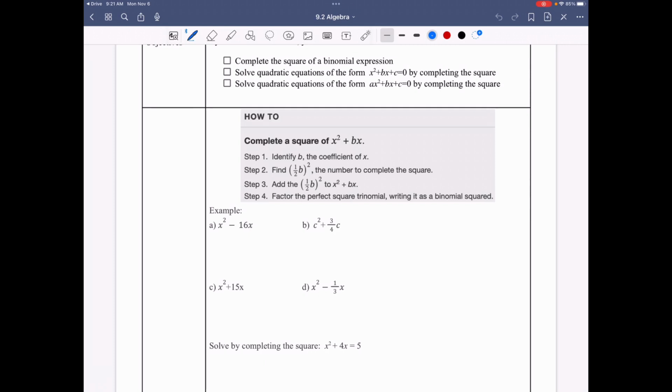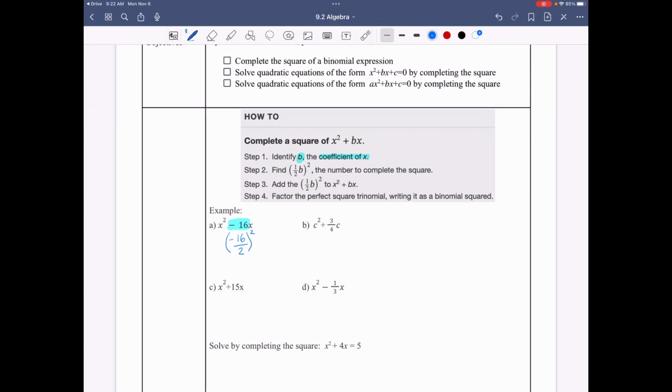First, we identify the coefficient of x. So in this first example A, the coefficient of x is negative 16. Then we find 1/2 of b, so that number negative 16 is b, and we square it. We're going to take 1/2 of that, so negative 16 divided by 2, and we are going to square it. So negative 16 over 2 is negative 8, and negative 8 squared is 64.